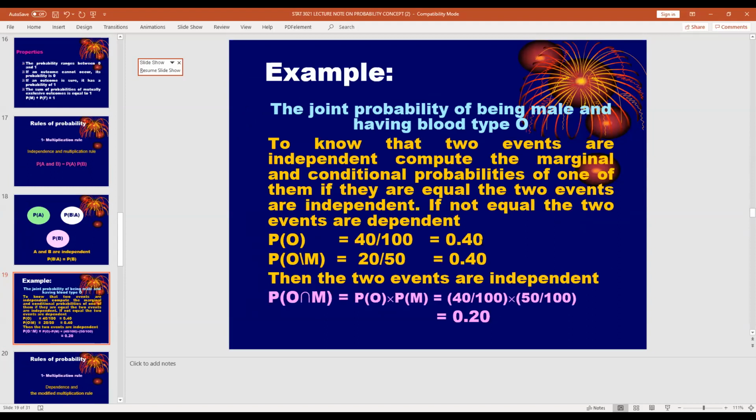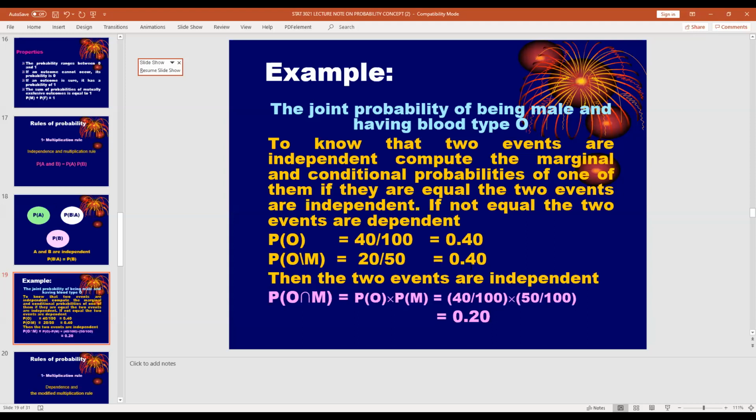Now, this is the marginal, the probability of being in blood group O. If I want to find the conditional, the probability of being male given that the person is in blood group O, this is what we did the other time, and we got the same result. 0.4 is 0.4. In a situation where your marginal and your conditional are the same, your conclusion is that the two events are independent.